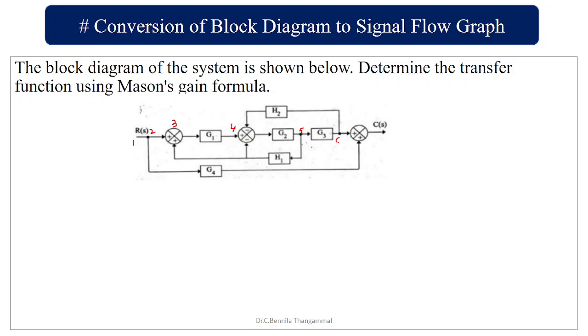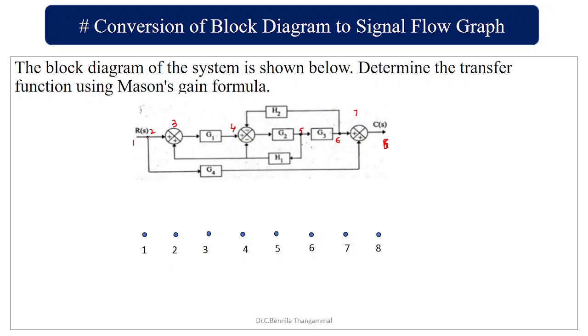And then this is going to be another branch point. It's going to be your 6, and then this is going to be your summing point. The value is going to be 7, and then your C of S, that is going to be your output. So it's going to be your 8 here, right? So now I'm just mentioning all the nodes: first 1, 2, 3, 4, 5, 6, 7 and 8.